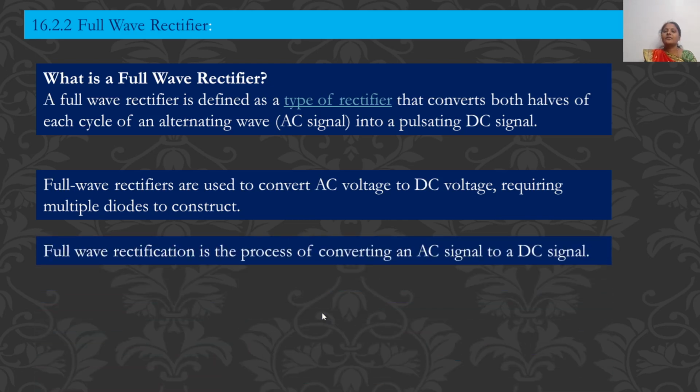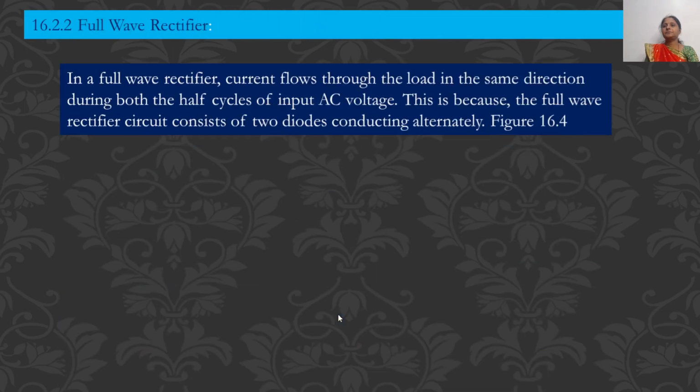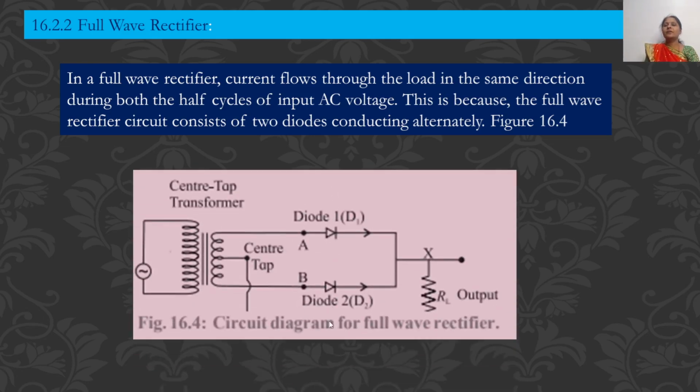And lastly, a half wave rectifier just uses a single diode to construct. The full wave rectification is a process of converting an AC signal to a DC signal. In a full wave rectifier, the current flows through the load in the same direction during both half cycles of the input AC voltage. This is because the full wave rectifier circuit consists of two diodes conducting alternately, as shown in the figure here.